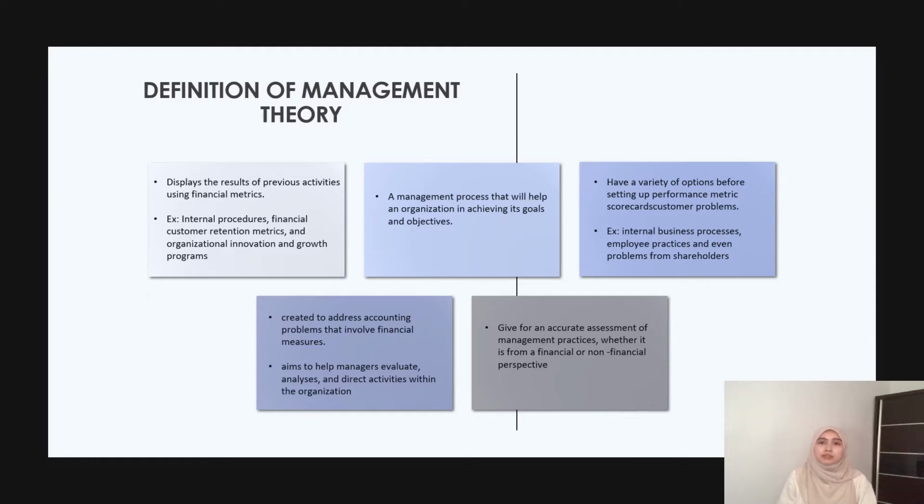Management theory has a variety of options before setting up a performance metric scorecard, for example, internal business process, employee practice, and even problems from shareholders. The balanced scorecard was also created to address accounting problems that involve financial measures. It also aims to help managers evaluate, analyze, and direct activities within the organization. The balanced scorecard also gives an accurate assessment of management practice, whether from a financial or non-financial perspective. So, it will improve business performance.